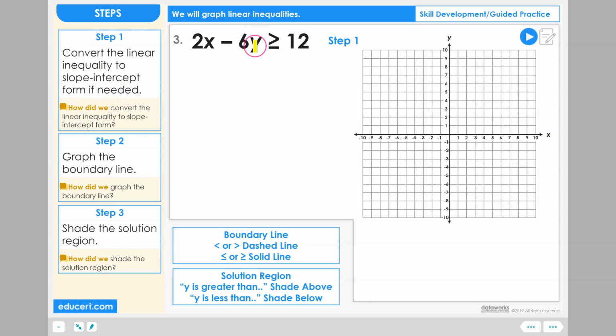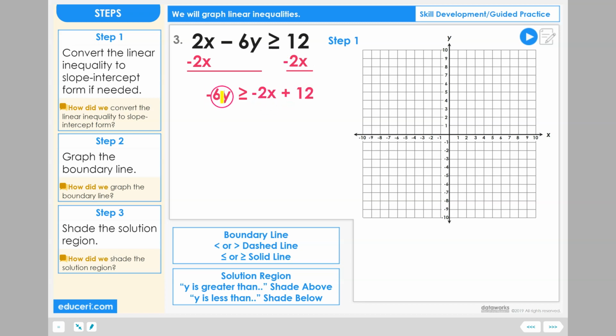Here, the y is not isolated, so we need to convert this linear inequality into slope-intercept form by solving for y. We will start out by subtracting 2x from both sides, leaving you with negative 6y is greater than or equal to, these are not like terms over here, so we have negative 2x plus 12.